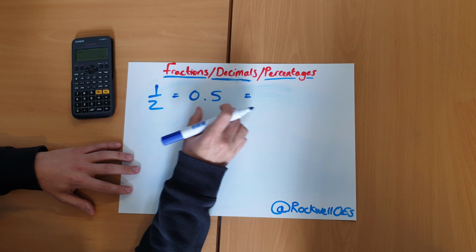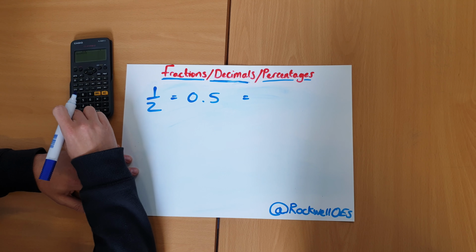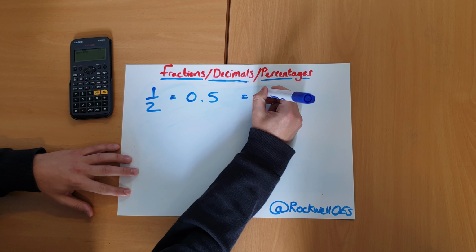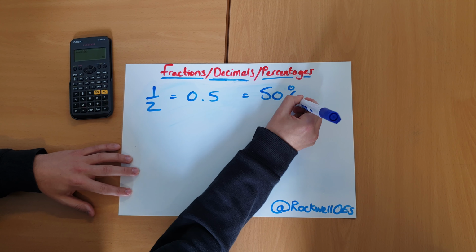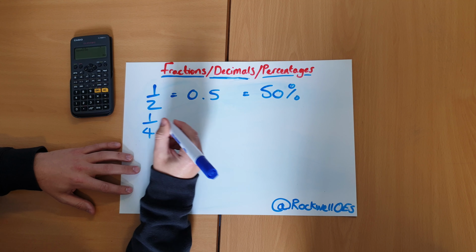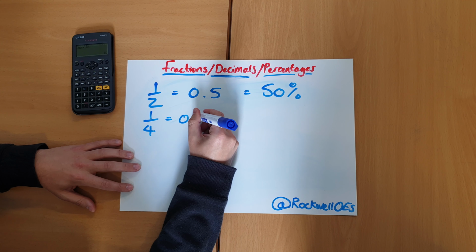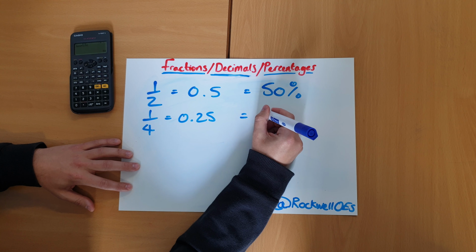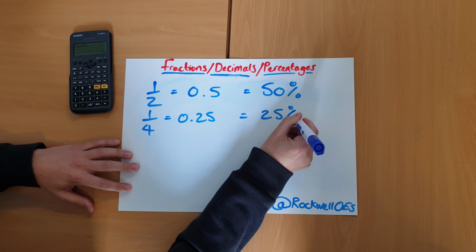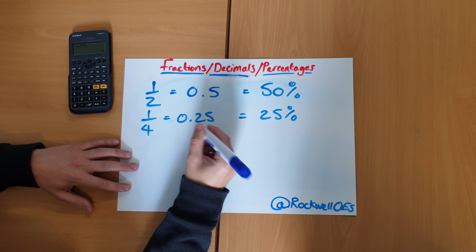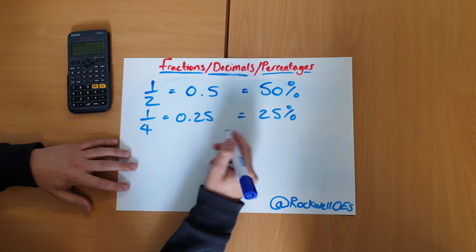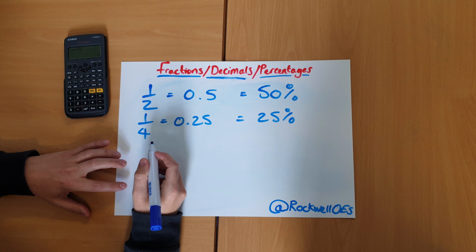And if we want to change a decimal into a percentage, we just take that number and we times it by 100. 0.5 times 100 is 50%. There's lots of other ones that are commonly known. For example, a quarter can be written as 0.25, which can also be written as 25%. If we take 1 and we divide it by 4, we'll get 0.25. We times that by 100, we get 25%.